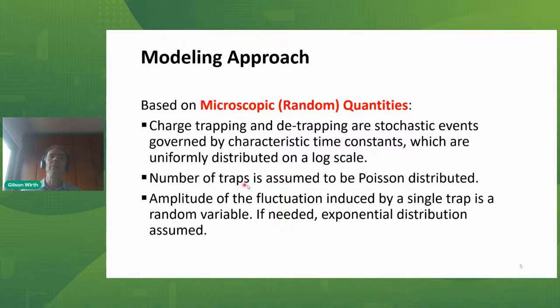And you have a given number of traps per device, a given trap density, and the traps are assumed to be distributed according to a Poisson distribution. The other random variable is the amplitude contribution of the trap, so the current fluctuation or the threshold voltage fluctuation that a given trap introduces. All these three parameters are random variables. The time constant of a single trap is a random variable. The number of traps that you are going to get in a device is a random variable. And the amplitude of the fluctuation induced by each trap is also a random variable.